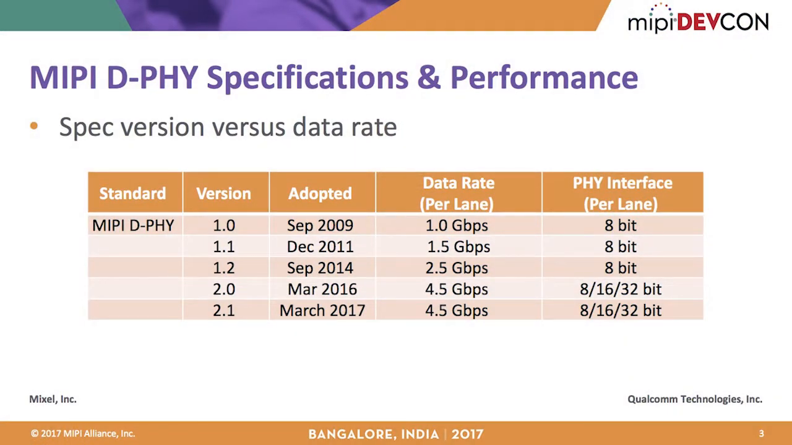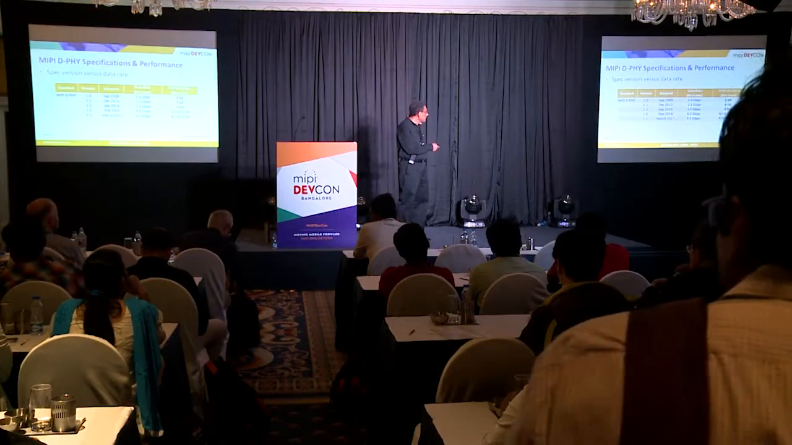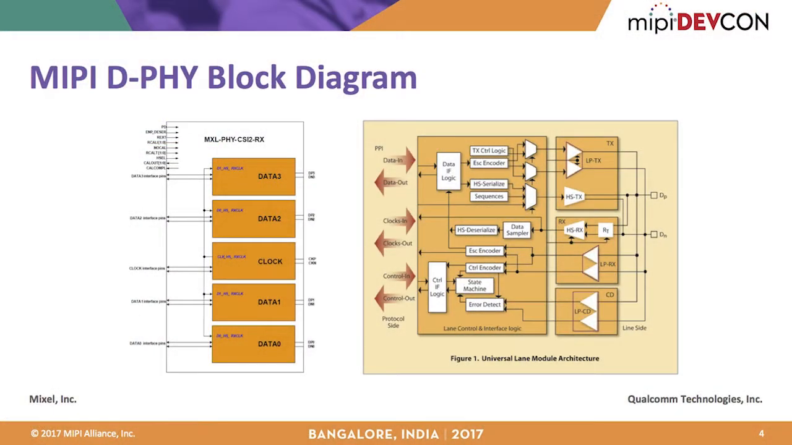So this is just a quick overview of the history of the D-PHY. The D-PHY started in 2009 at 1 gig, and every couple of years there was an increased data rate and additional features. In 2011 it was 1.5 gig, in 2014 2.5 gig, in 2016 4.5 gig, and this year there was an update on some of the features.